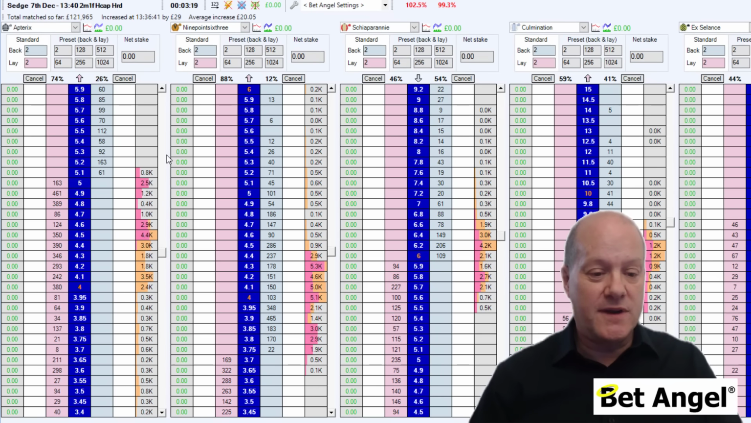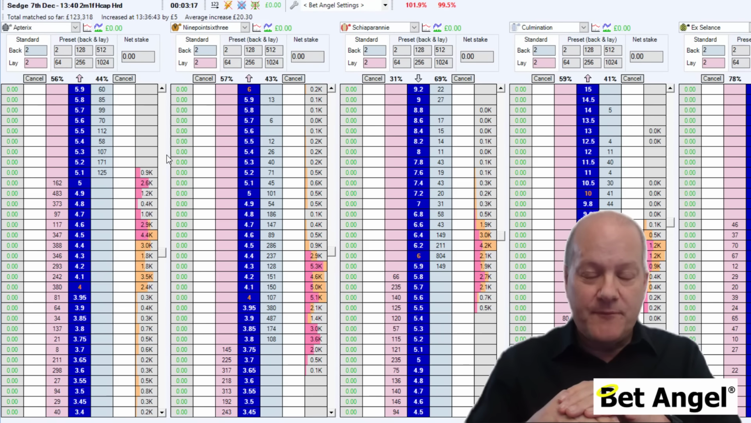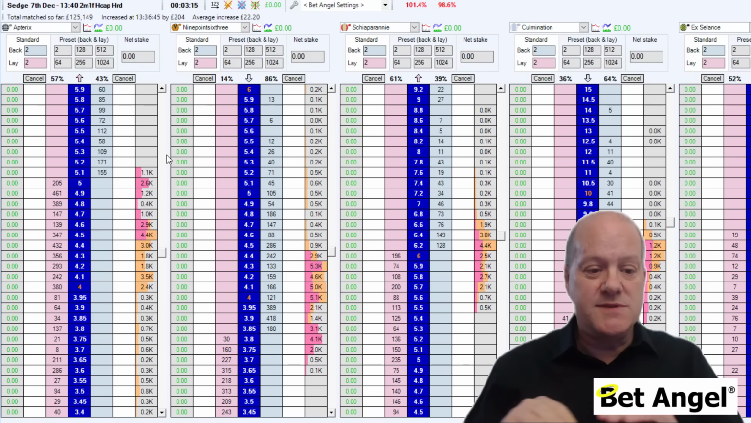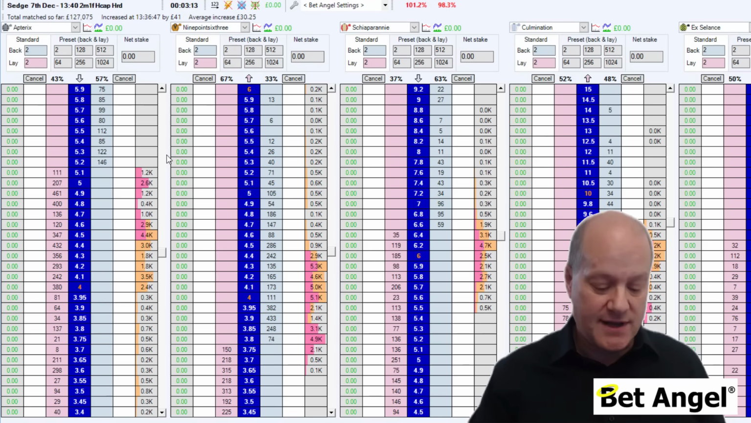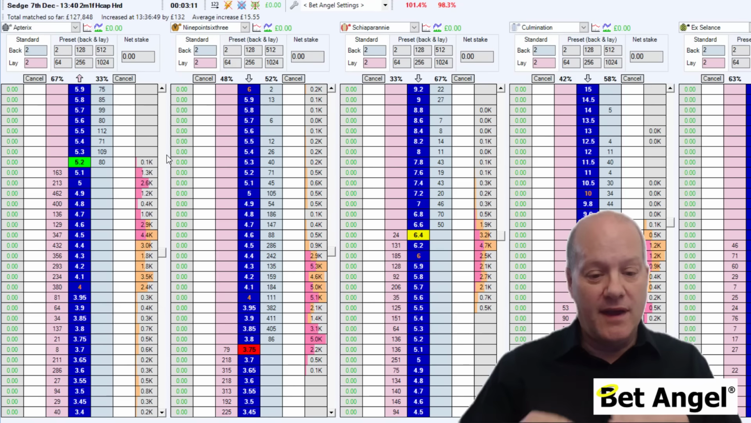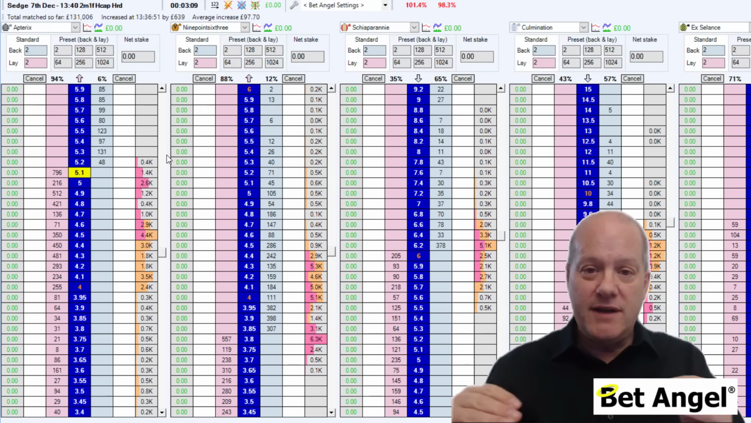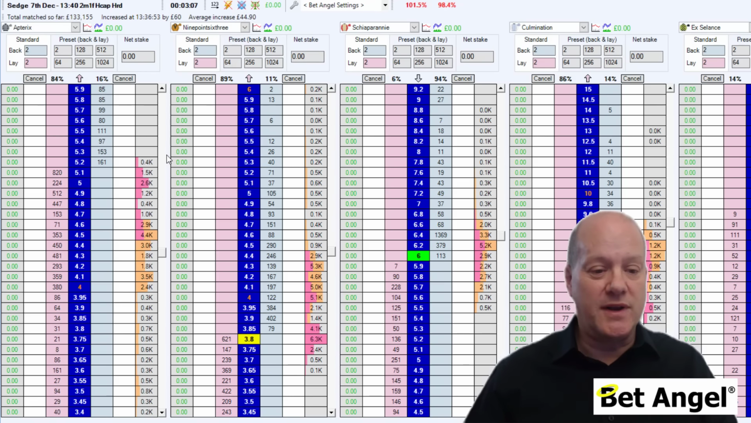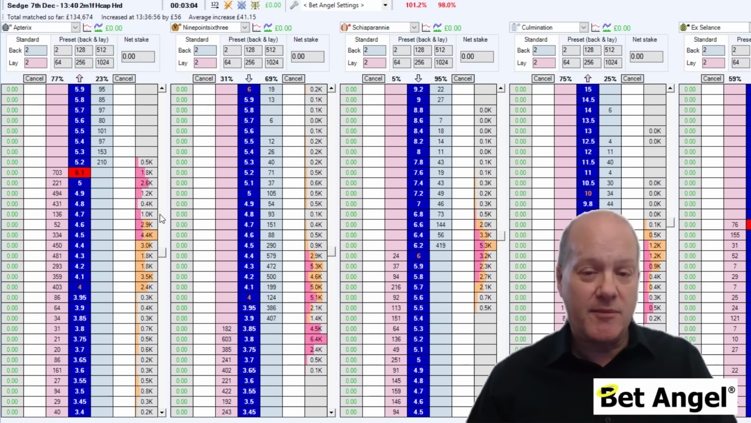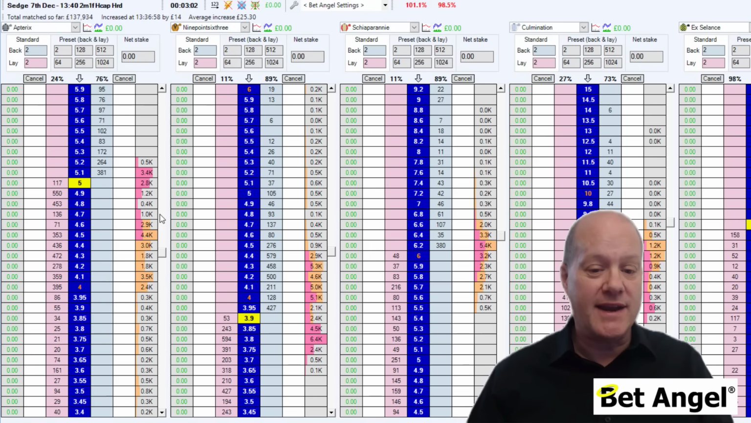So when this screen first appeared, all of the runners were level in terms of the odds. We basically centralized the ladder by pressing the enter key, and that meant all of them were level. And by doing this, what it allows you to understand is where the current price activity in the market is, where most of the backing is.